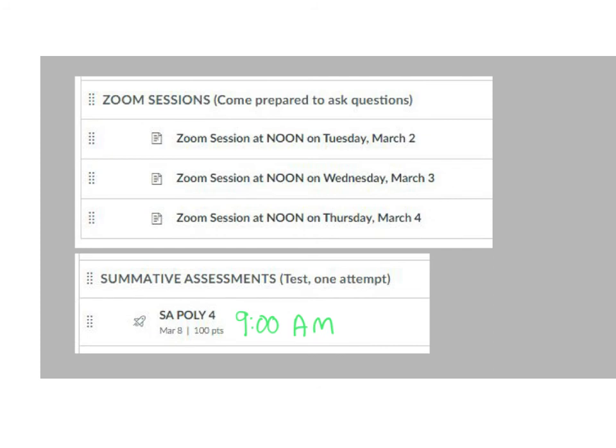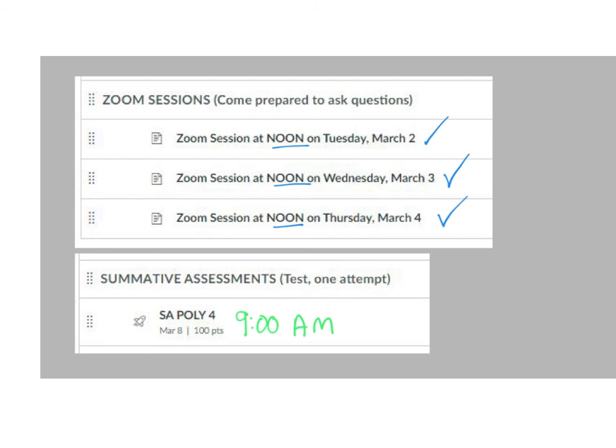Remember that you have Zoom sessions that you can attend, and those are Tuesday, March 2nd, Wednesday, March 3rd, Thursday, March 4th. Those all occur at noon, and you can bring any problem that you are having difficulty with to those Zoom sessions and get some help with it.